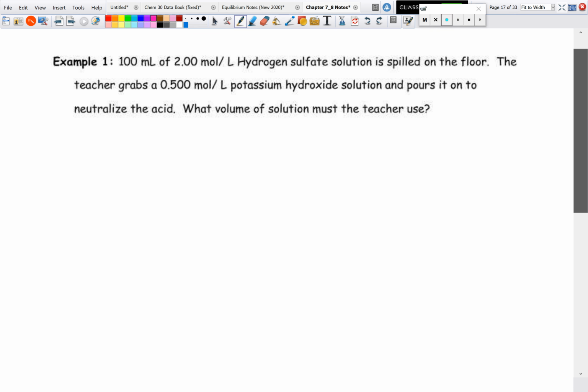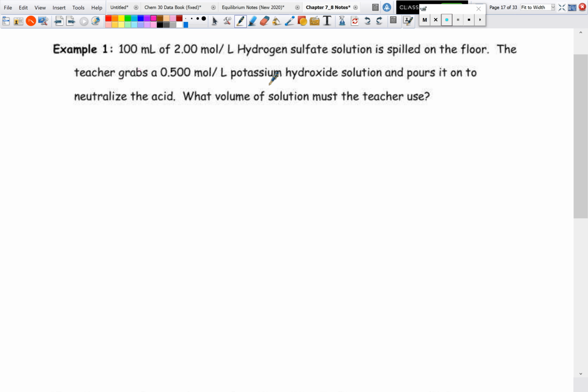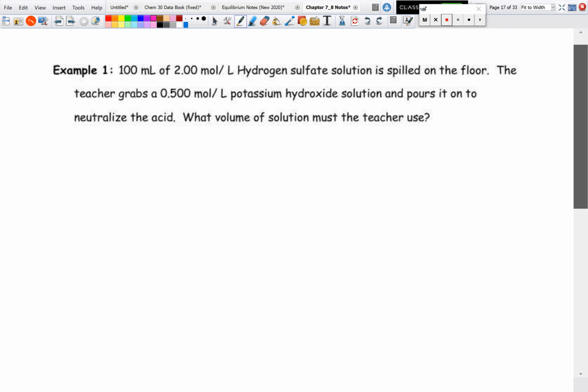So let's look at our first example, where it says 100 milliliters of a 2.00 moles per liter of hydrogen sulfate solution is spilled on the floor. So the teacher grabs a 0.500 moles per liter solution of potassium hydroxide and pours it to neutralize the acid. So what volume of solution must the teacher use?